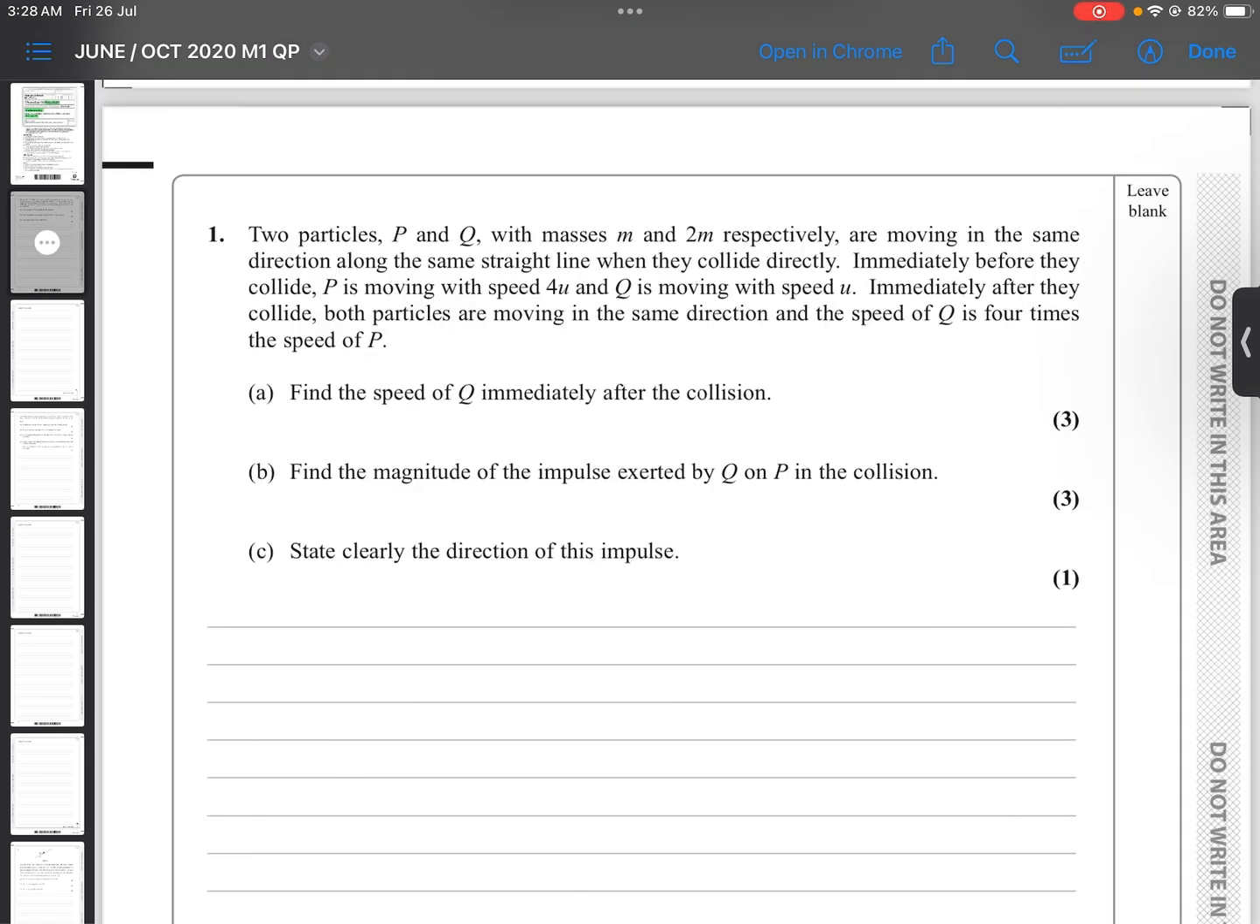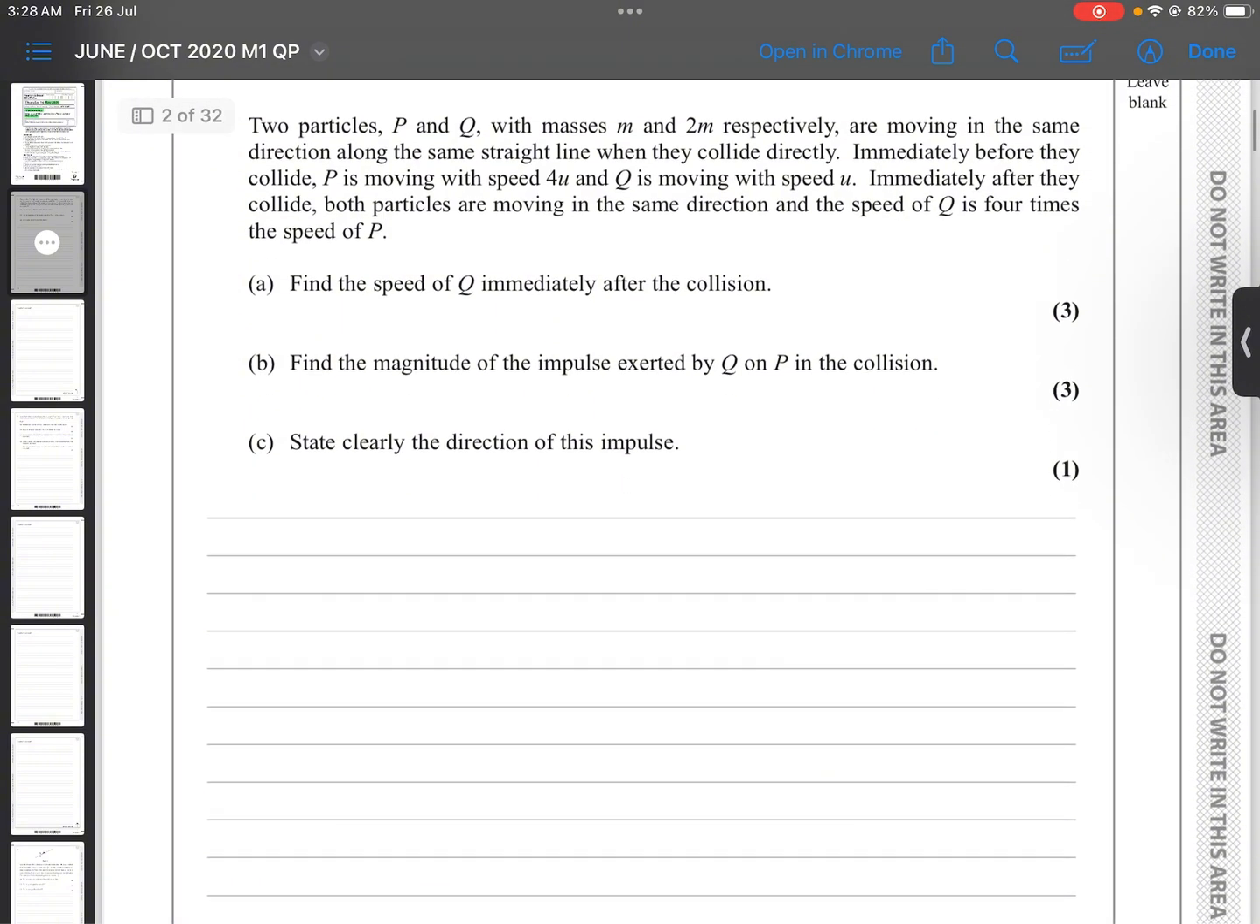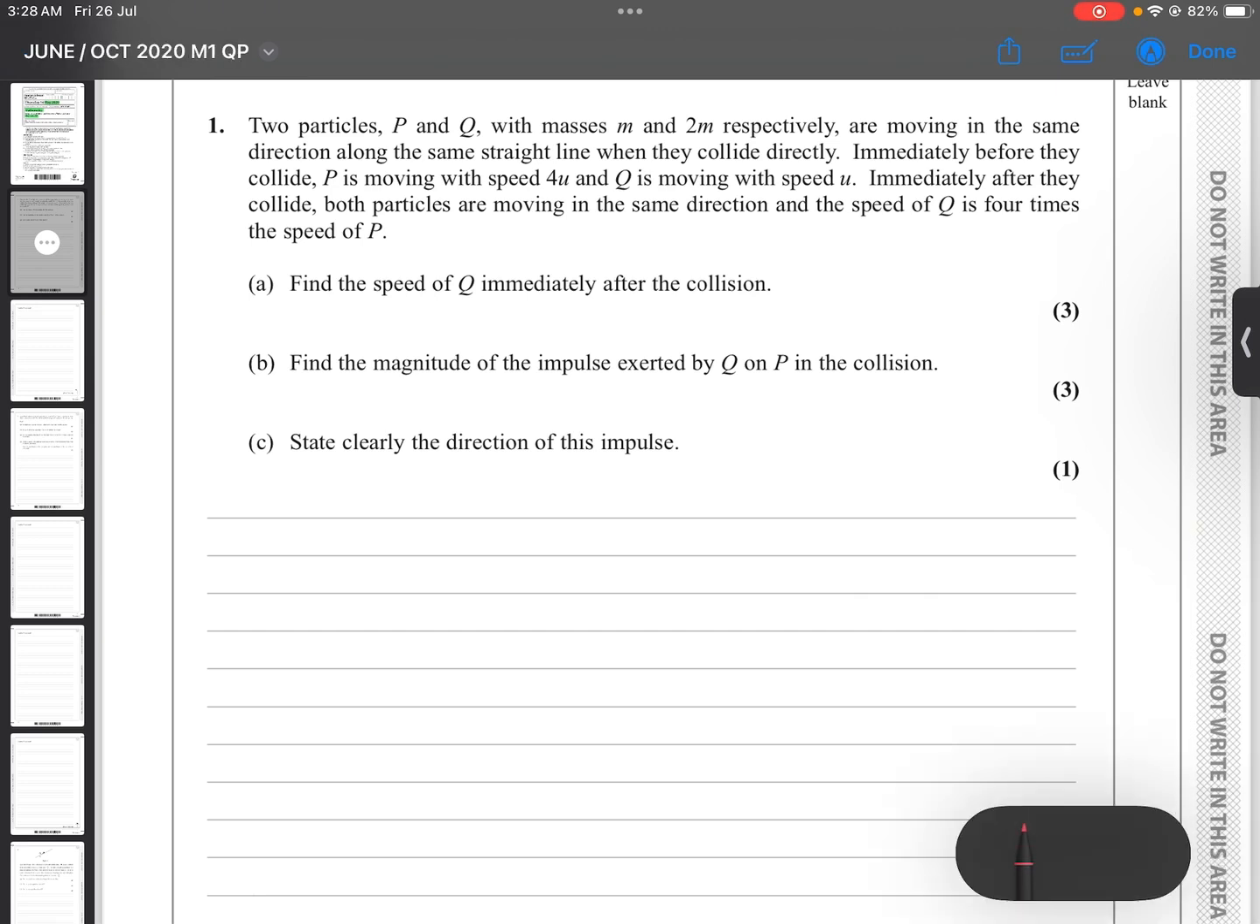Two particles P and Q with masses m and 2m respectively are moving in the same direction along the same straight line when they collide directly. Immediately before they collide, P is moving with speed 4u and Q is moving with speed u. Immediately after they collide, both particles are moving in the same direction and the speed of Q is 4 times the speed of P. So first thing as always, we'll draw out everything.